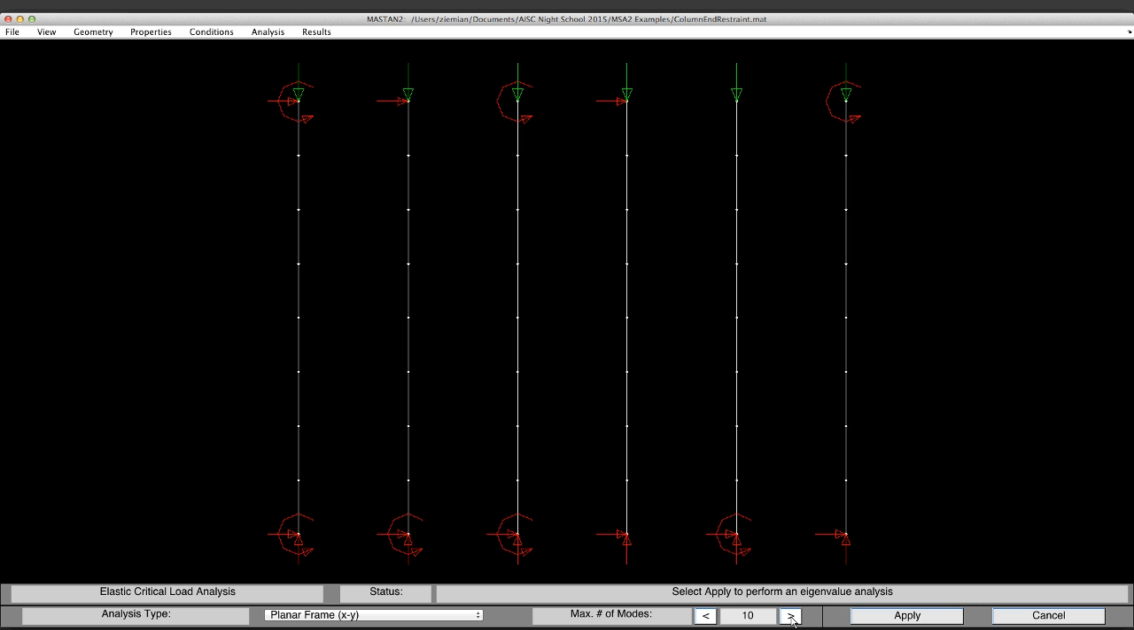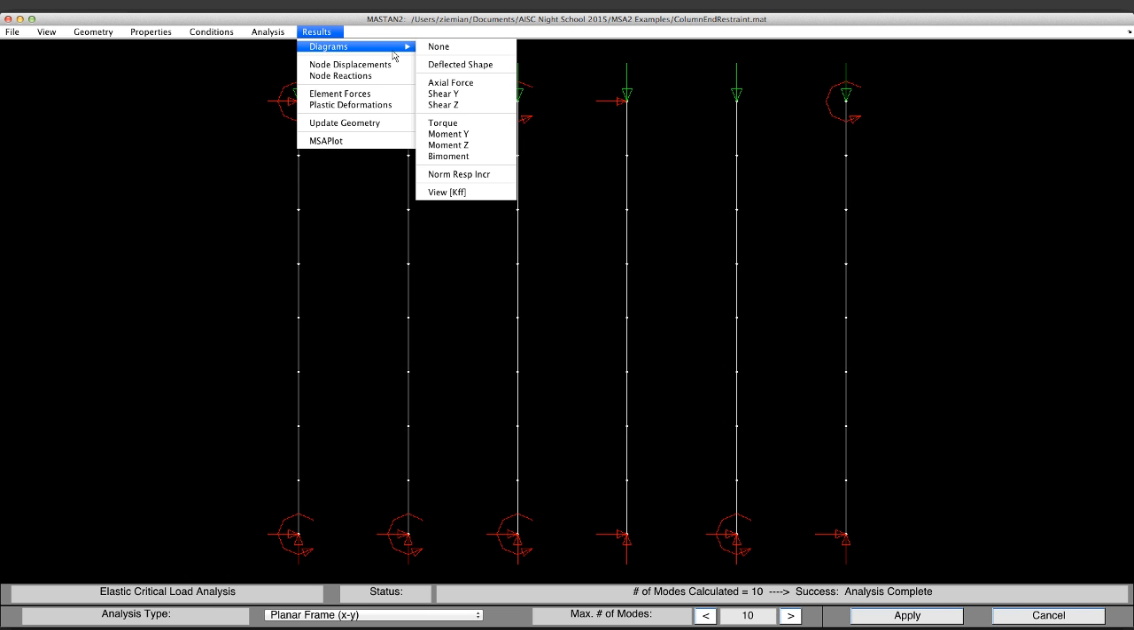Well, I've sort of cheated and already done this before. But if you don't have enough, you go back and you just run a few more. It doesn't take very long to run the analysis. It just ran in a split second, so it's not the end of the world if you have to go back and increase the number of buckling modes. But if we come over to results now, we can plot things like deflected shapes and axial forces and the like.